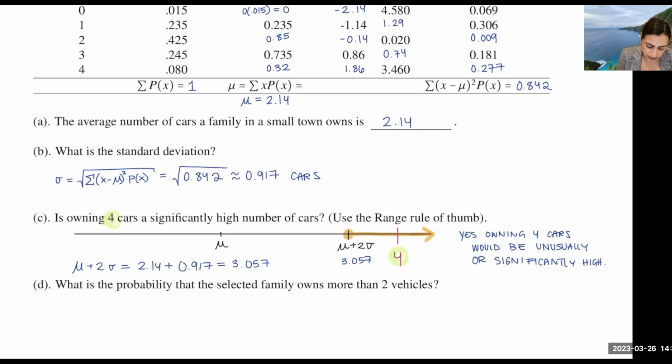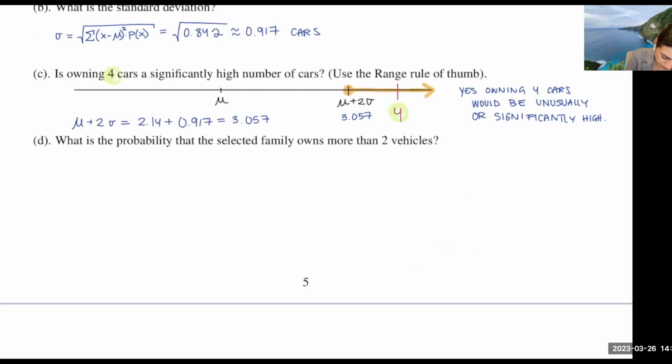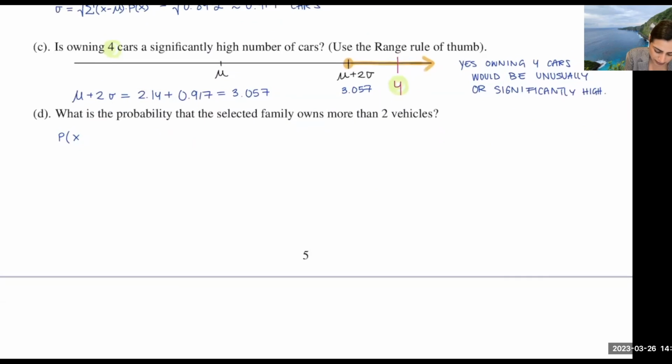Okay, the last question here says, what is the probability that a selected family owns more than 2 vehicles? Owning more than 2 vehicles means that you own 3 vehicles, right? Or 4 vehicles. And remember, we just talked about probability in chapter 4. That keyword, that word or, is hinting that we're going to be using addition. The probability that x, remember x represents the number of vehicles, is more than 2 is equal to the probability that x is equal to 3, that the family owns 3 vehicles, or the number of vehicles is equal to 4.